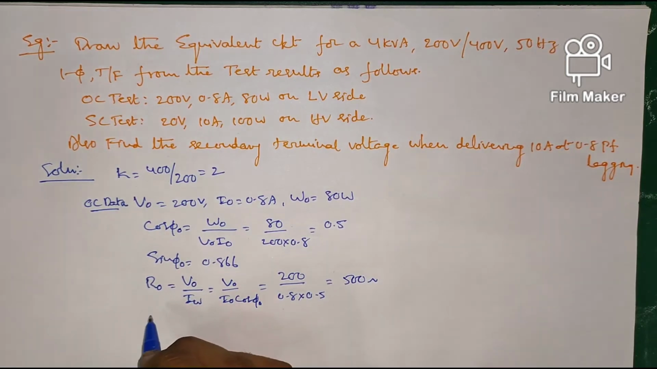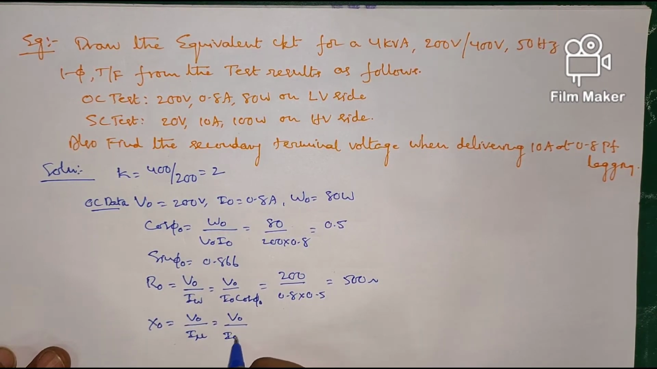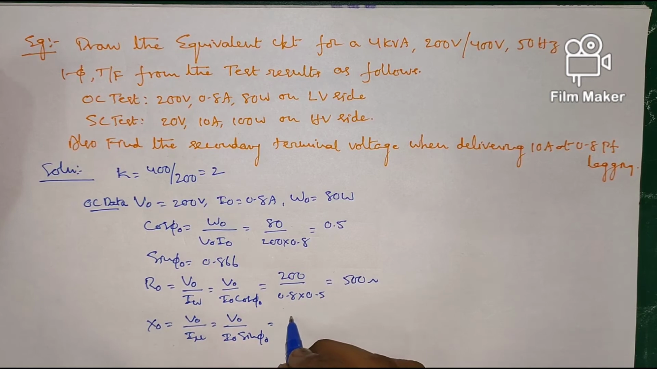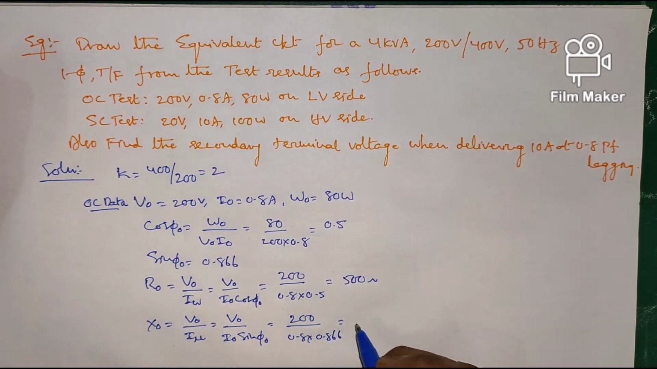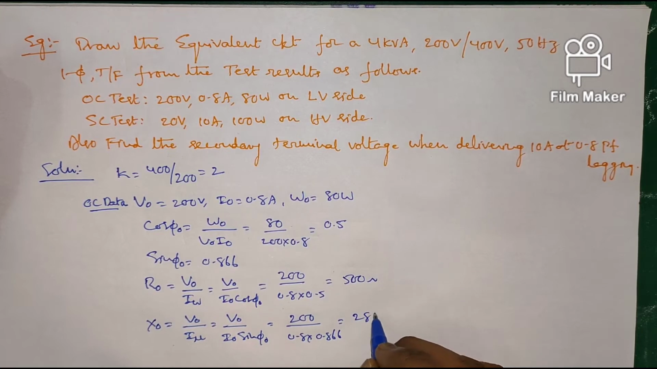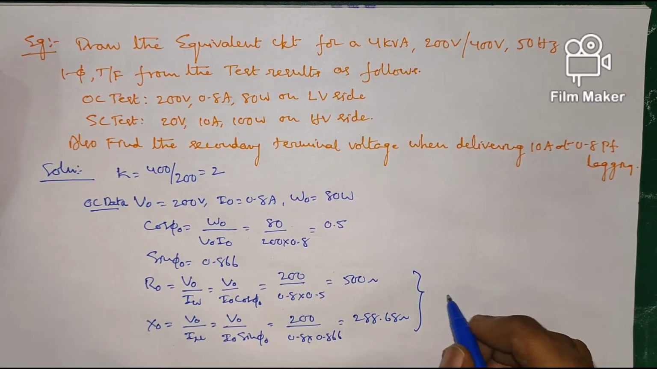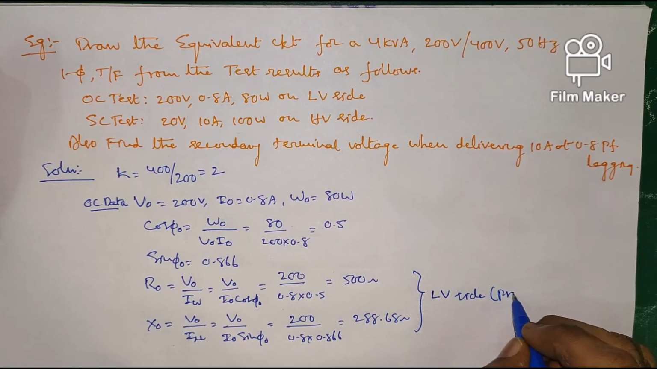And similarly, you can find out the value of X0. X0 is equal to V0 by I mu, that is equal to V0 by I0 sin phi naught, that is equal to 200 divided by 0.8 into 0.866, which gives the value of 288.68 ohms. And remember, these two parameters are referred to the LV side or primary side. LV side, which is the primary.